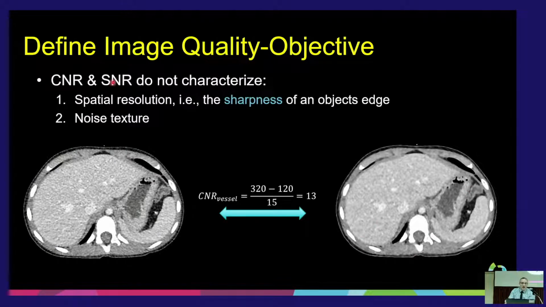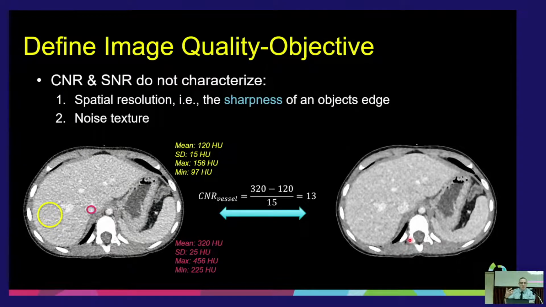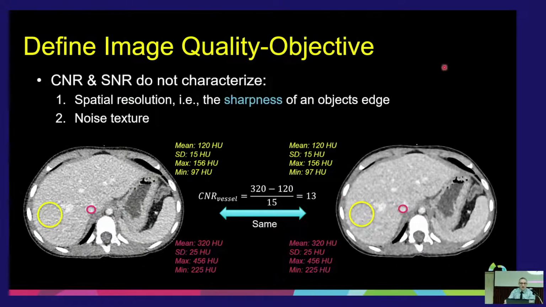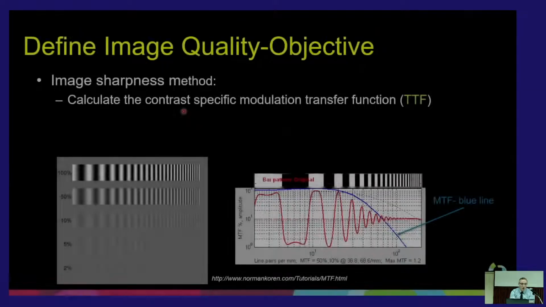So CNR and SNR do not characterize spatial resolution or sharpness, and they do not characterize noise texture. And that is the nonlinear effect that iterative reconstruction and deep learning reconstruction have introduced into the task of objective image quality analysis. So we need to go beyond using CNR and SNR. We need different tools. So we're going to talk about the types of tools now that work.